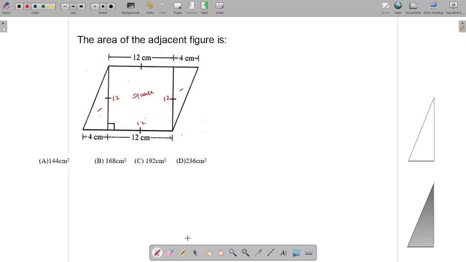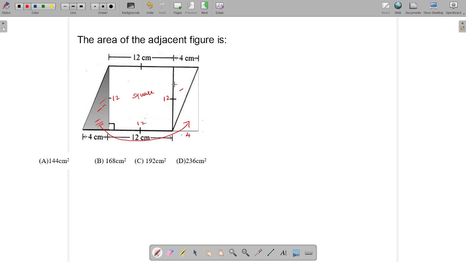And two triangles also. How to find its area? Dear children, we can cut the triangle on the left side and keep it on the right side. We can remove the triangle, cut it and keep it here. Let us see what happens. I am hiding that triangle. Now it is cut and kept here. Now what will we get? It is a rectangle right now. So the length is 12 plus 4 and the breadth is 12 centimeter.